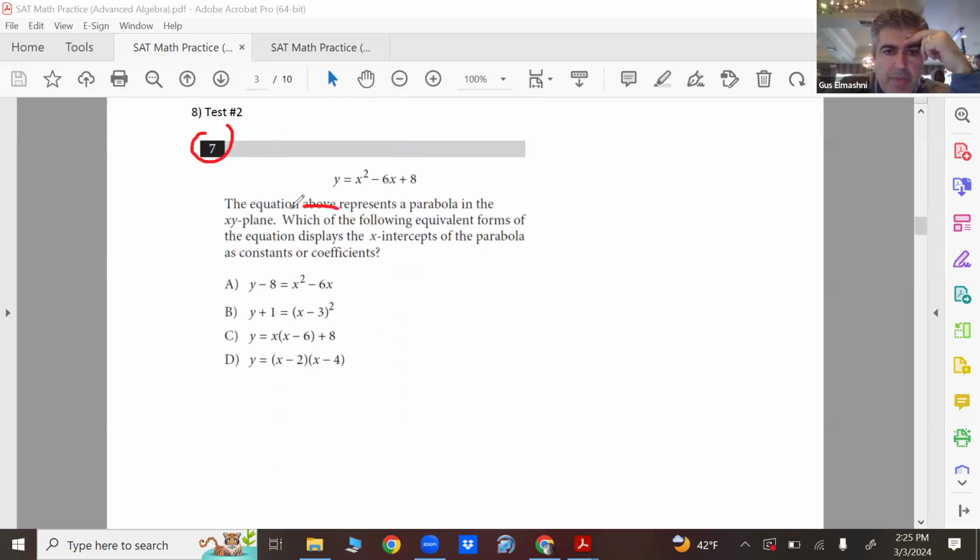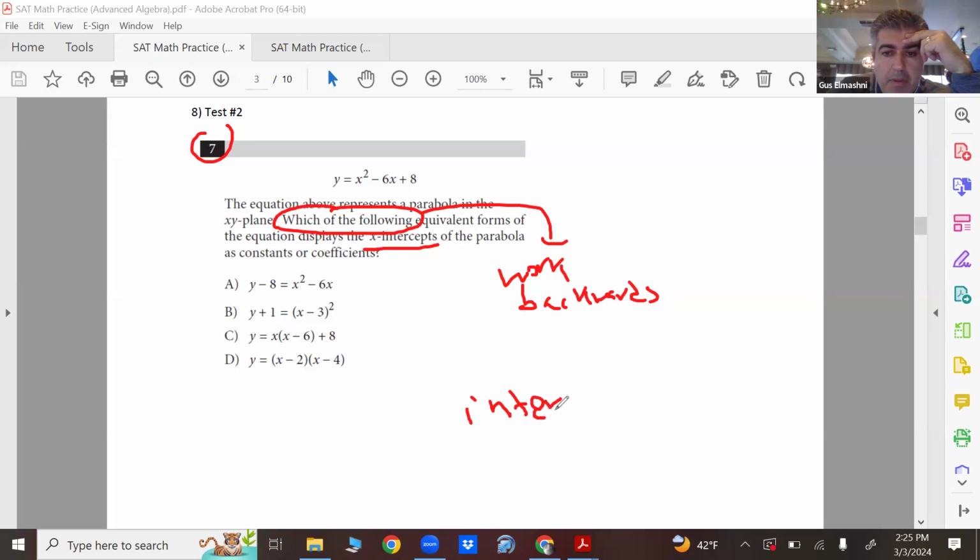7 uses the phrase which of the following, which is work backwards. And what do they want? They want an equation that shows the x-intercept. So it's got to be an intercept form. So look at the choices. Which one's an intercept form? And which one matches the equation that we have up above anyway. But intercept form means it has to be factored. So you have to be able to identify the x-intercepts. And you can always graph in Desmos too if you want to see what are the x-intercepts. And do the x-intercepts appear in the equation?